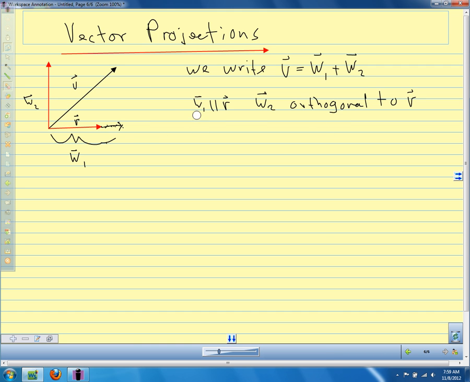So we give these, and I think this would be an example of where Eric said he likes the physics way of doing vectors more than the math way. So we give these some names that make what we're talking about seem more confusing than it really is. So W1 is called the projection of U onto V.